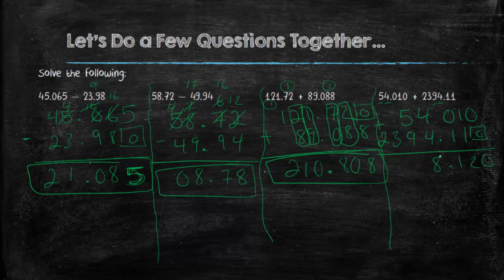4 plus 4, 8. 5 plus 9 is 14. We put down the 4, we carry the 1. There's an invisible 0 here. 1 plus 0 is 1, plus 3, 4. Again, there's another 0 here. 0 plus 2, 2.